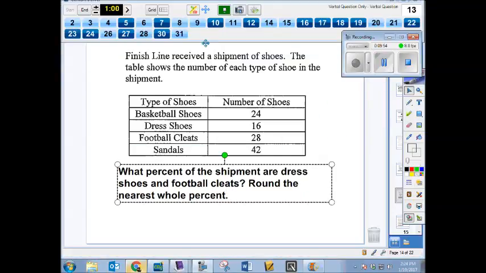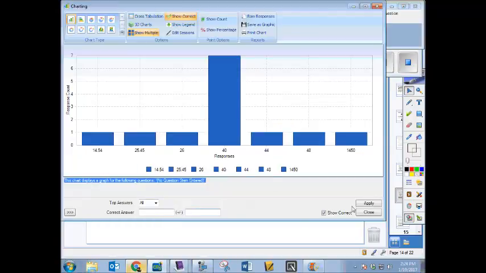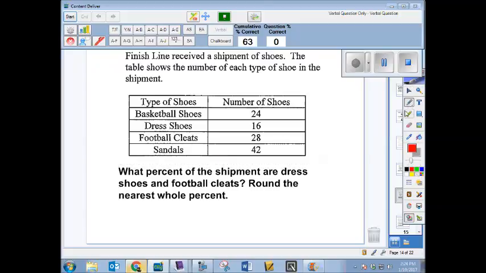All right. So the question is, it's one like this. You know you're going to have one like this on the test. I don't know what the answer is, so I'm not going to put it in yet. But we had a lot of different answers there. Okay, you're going to have one just like this. This might not be finish line or shoes, but it might be something like that. Hint, hint. Okay? So what percent of the shipment are dress shoes and football cleats?